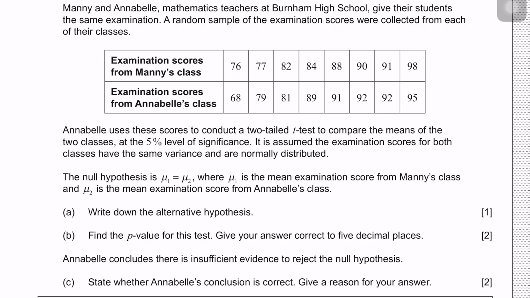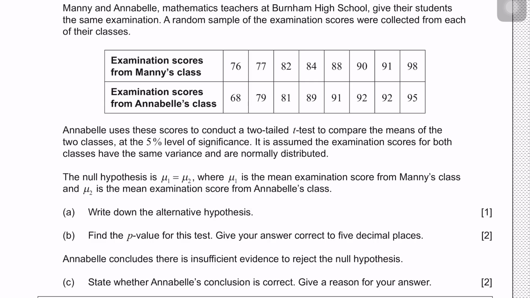The null hypothesis is mu1 equals mu2, where mu1 is the mean examination score from Manny's class, and mu2 is the mean examination score from Annabelle's class. Write down the alternative hypothesis. All right, so we've got a t-test here. We're comparing the means or the averages of these two classes in this case. And our null hypothesis is always status quo, that there's no difference, that mu1 is equal to mu2.